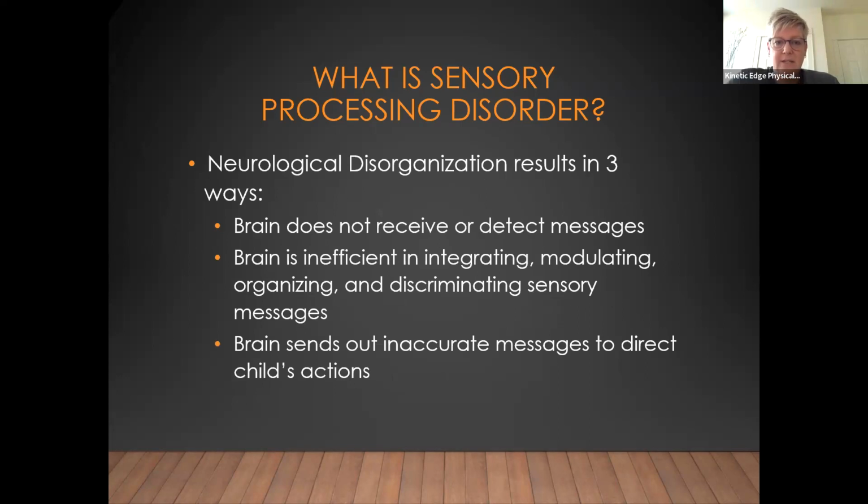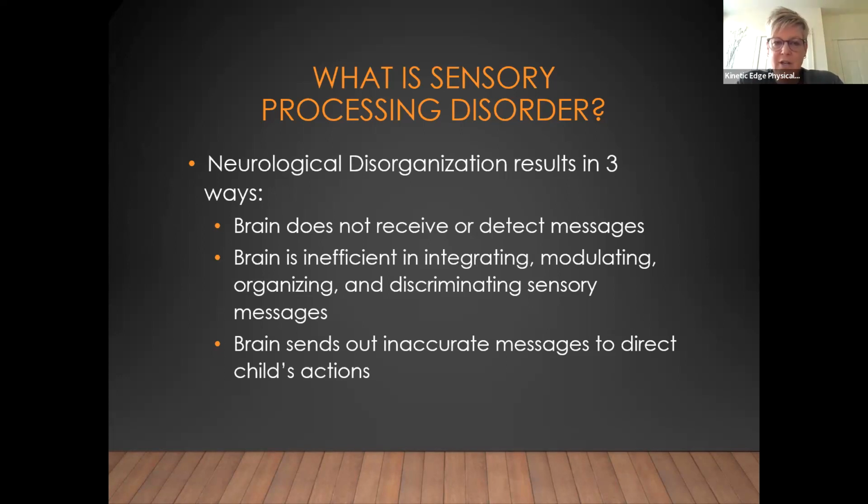So what is sensory processing disorder? I often like to say difficulties. Sometimes we just have strong preferences, but that can result in three main ways. Either the brain does not receive or detect the messages coming to it, so it's just not picking up the signals like it should be, or the brain is inefficient in doing something with those signals. So maybe it's not organizing the signals. Maybe it's not discriminating between two different signals. Modulation is something we'll talk about in a little bit. But it's that processing in the brain.